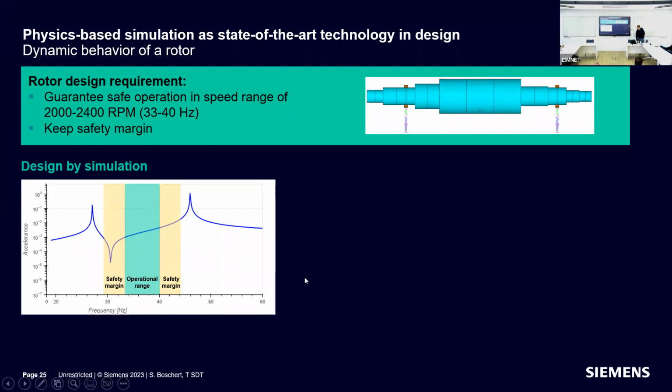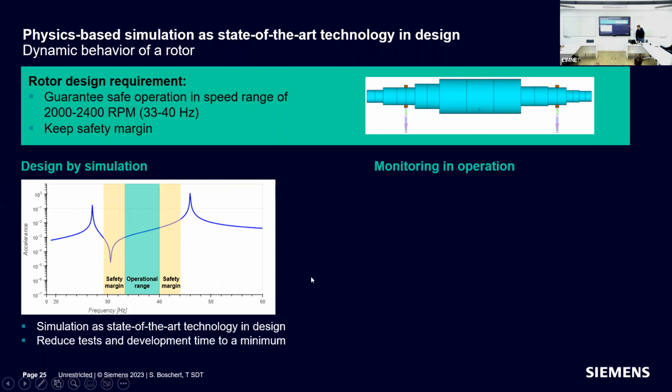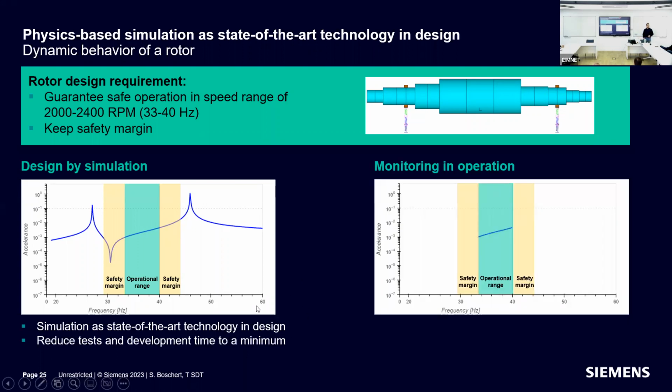You can now go to the operation phase and say, okay, now in the operation, you only get data from here. So you do not know anything about the resonances because you want to avoid them. What you're monitoring is only this area. Now, in normal operation, you have somewhere a condition changing, so it's just a shift up here. Nothing wrong, nothing critical. So you see, okay, you can operate your machine in a safe way.